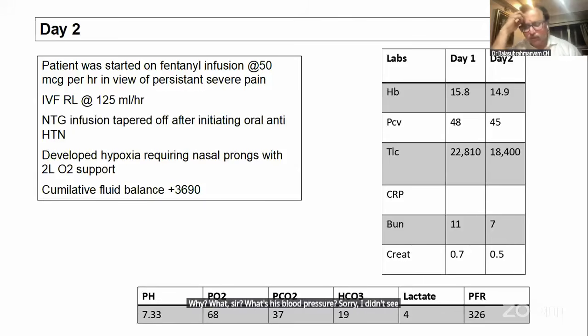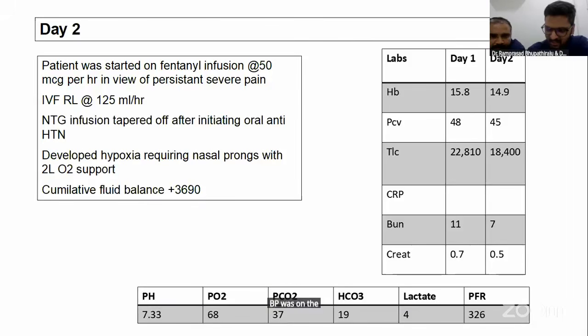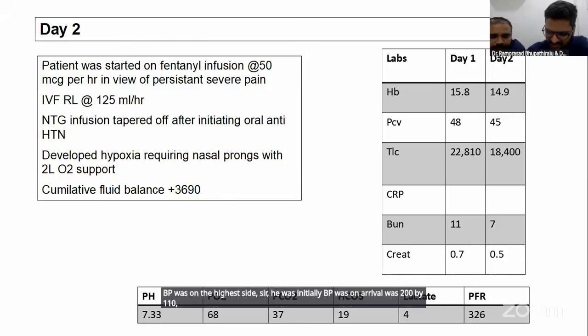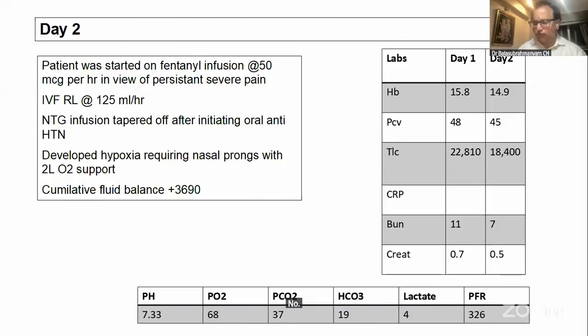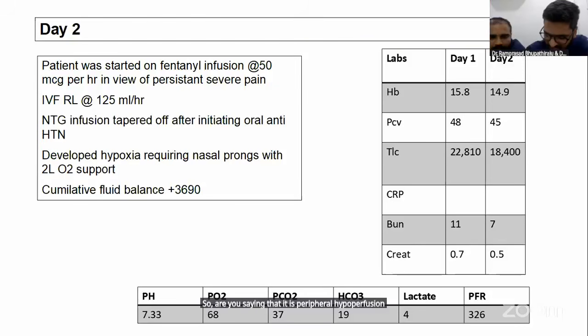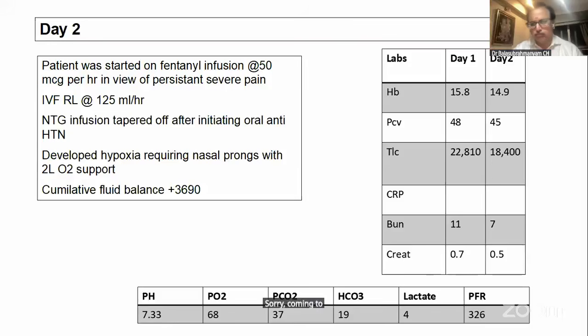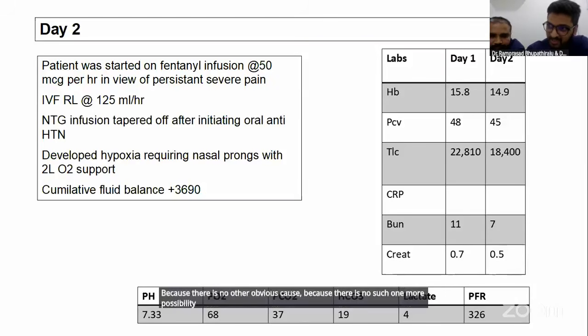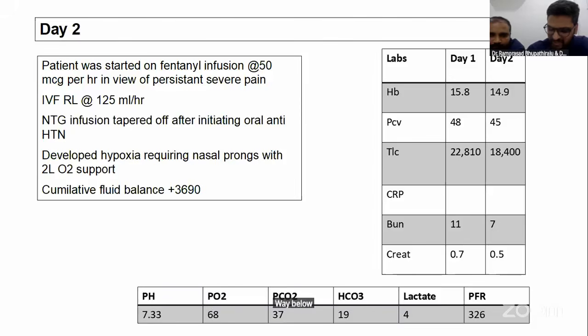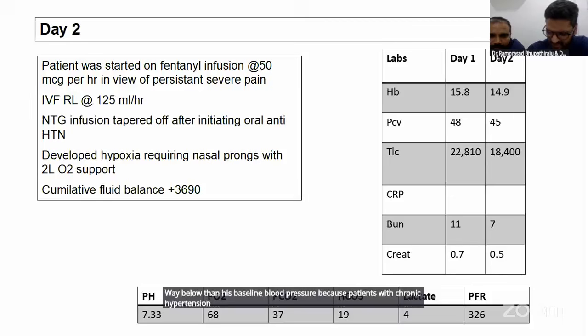Sorry, I didn't see that. BP was on the higher side, sir. On arrival it was 200 by 110. He was started on multiple antihypertensives, and now it came down. He was on NTG, which was weaned off, and he's on oral antihypertensive medication. He could be a known hypertensive with a baseline higher blood pressure. Once we brought his blood pressure lower, it could be way below his baseline, because patients with chronic hypertension develop this peripheral hypoperfusion.